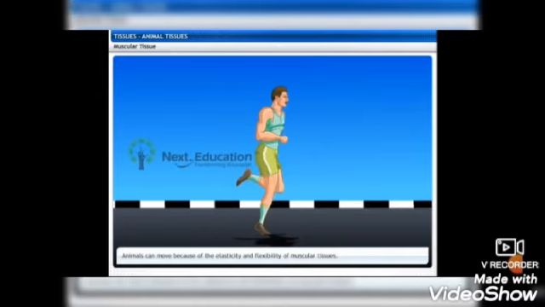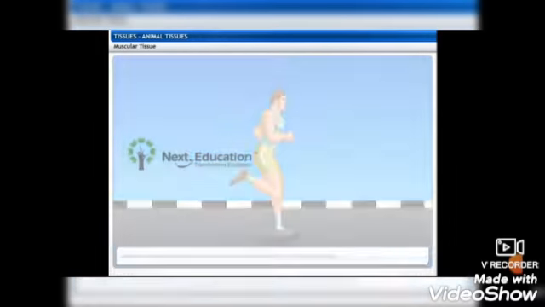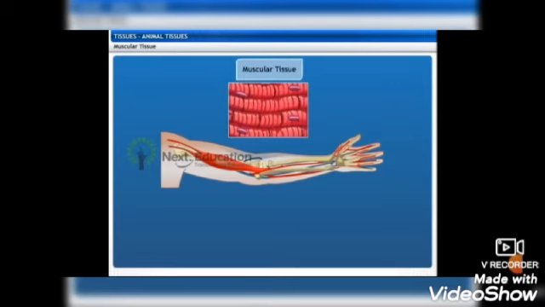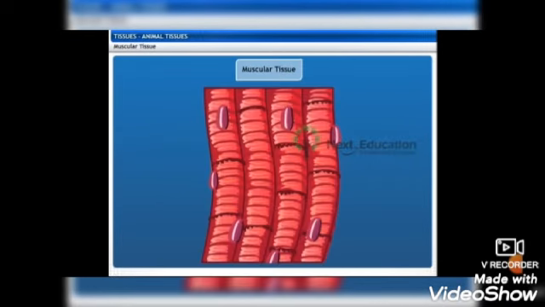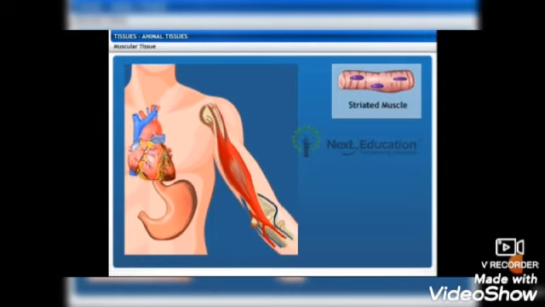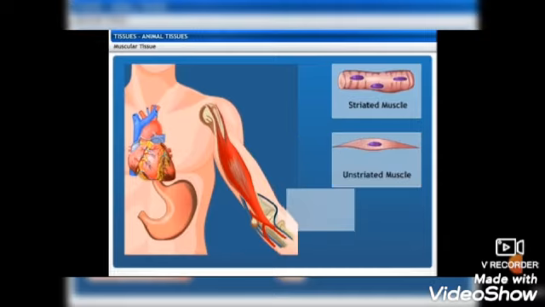Animals can move because of the elasticity and flexibility of muscular tissues. Muscular tissues have elongated cells called muscle fibers. Muscular tissues are of 3 kinds: striated muscle, unstriated muscle, and cardiac muscle.